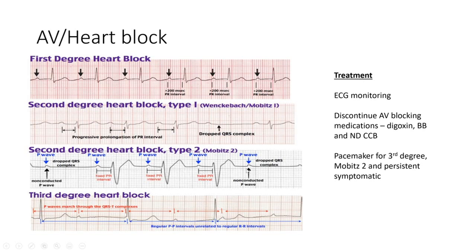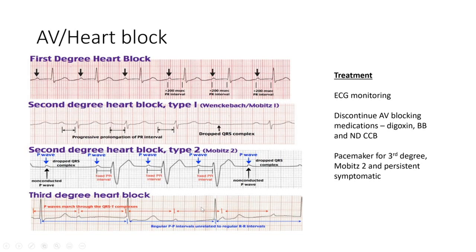However, like the second-degree heart block drops a QRS conduction, but we do not see this gradual prolongation. It just drops it. That's the difference between type 1 and type 2.